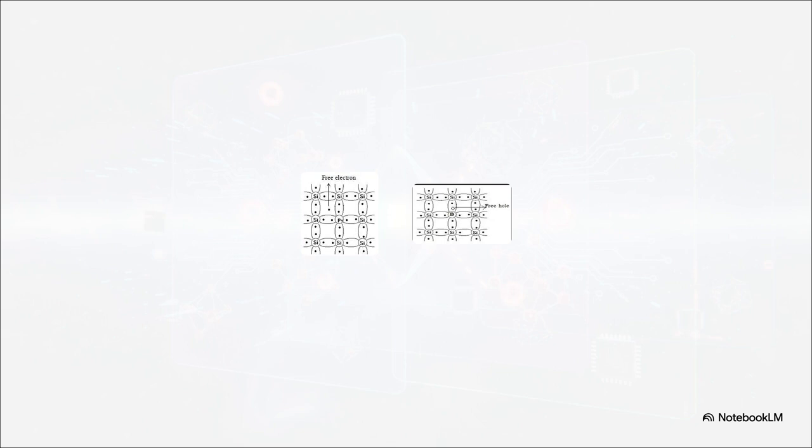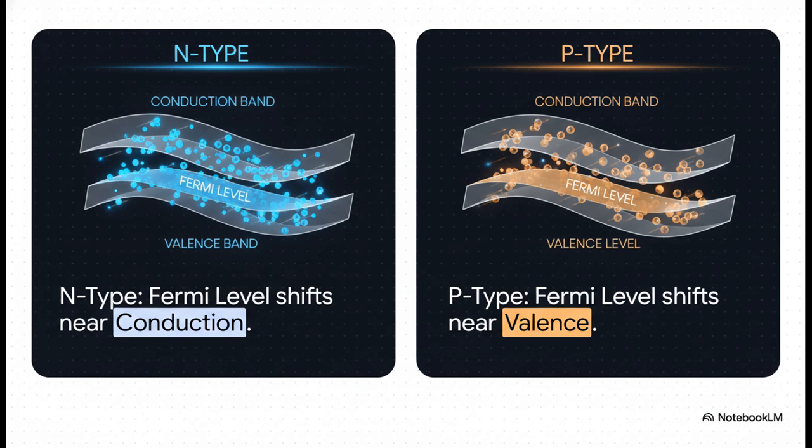On the flip side, if we inject boron, which only has 3 outer electrons, it desperately wants to form a 4th bond. This leaves a vacant spot, a physical void that we call a hole. This creates a P-type material where these positive holes become the majority carrier. And this brilliantly illustrates how we alter the material's underlying physics.